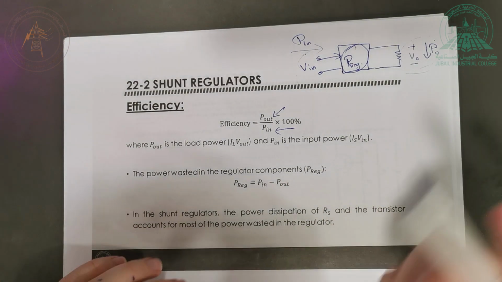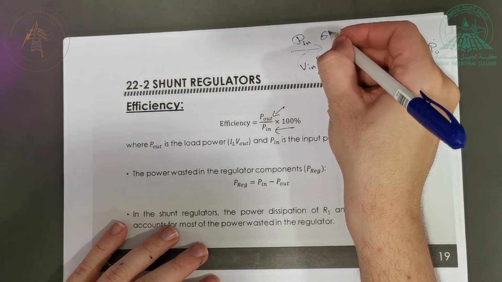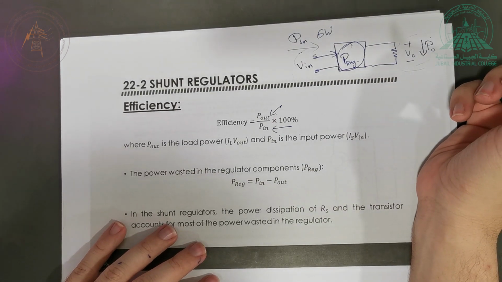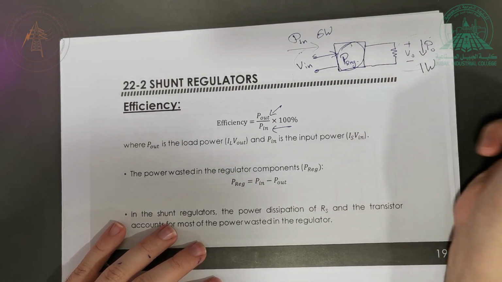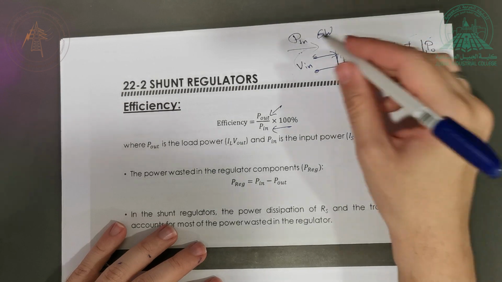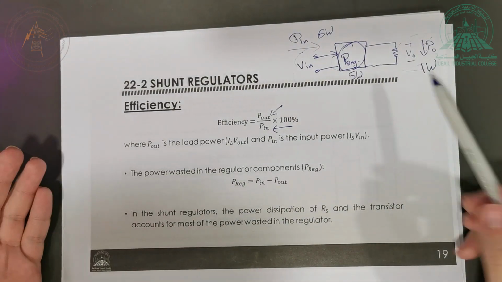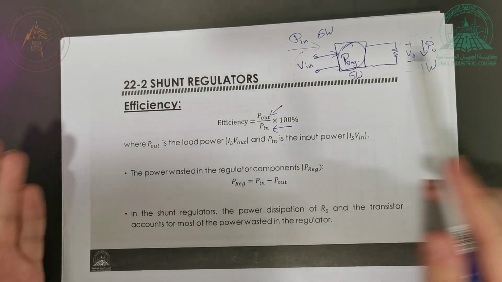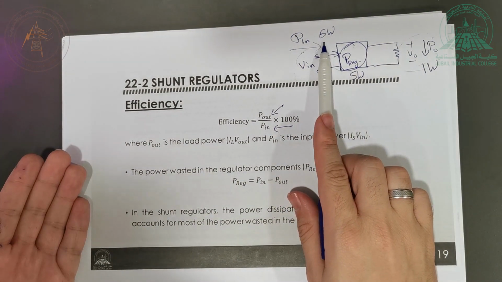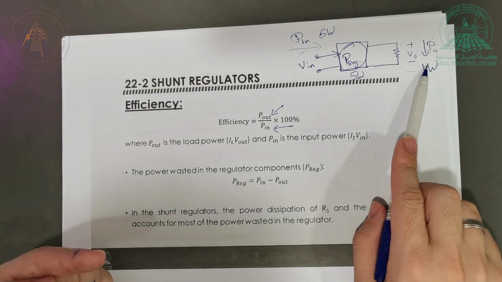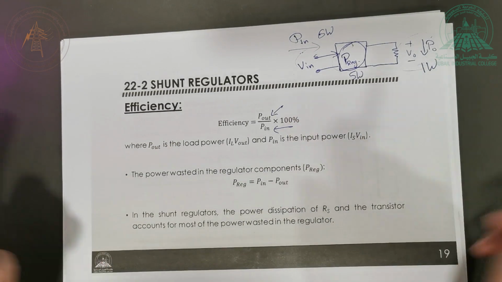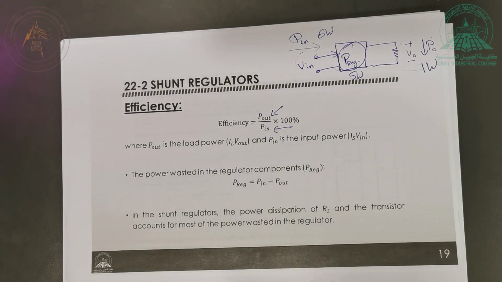Okay. If I'm giving 6 watt here, and my device is only absorbing 1 watt, where is the remaining 5 watt going to be? It will be here. So here I have 5 watt. In that case, this is a very bad efficiency. I'm paying 6 watt, which is costly. Only 1 watt will be given to the load, and 5 will be lost inside the regulation. So this is a very bad efficiency.